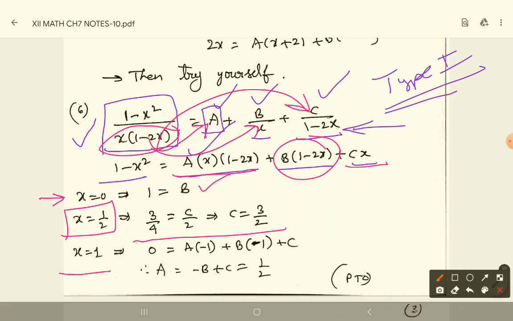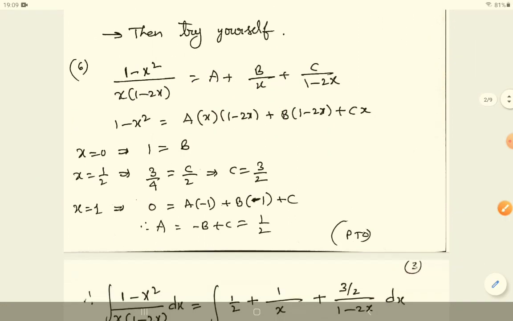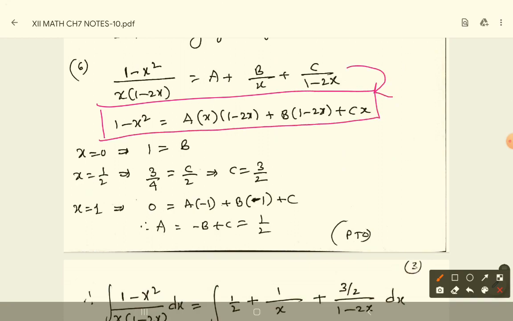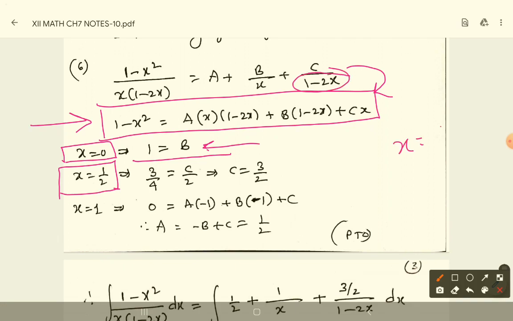By taking x equal to 0 and x equal to 1 by 2, I get the B value and C value. Let me explain very clearly. See, this expression is very important here. You should know how we get it, because from here I got this one. After that I take x equal to 0 in this expression, substitute and calculate clearly, and you get B is equal to 1. And then I take x equal to 1 by 2, the reason being that 1 minus 2x becomes 0 when x is equal to 1 by 2.